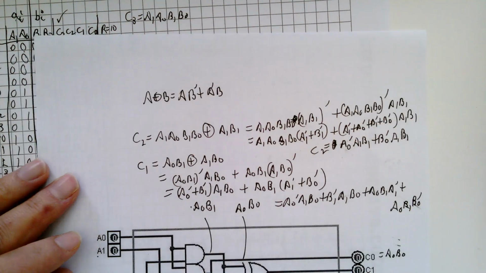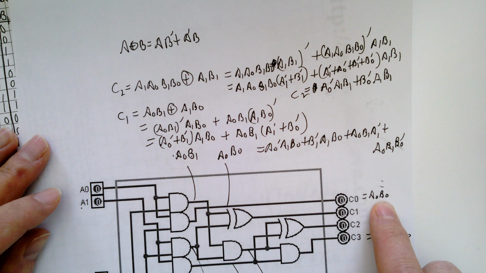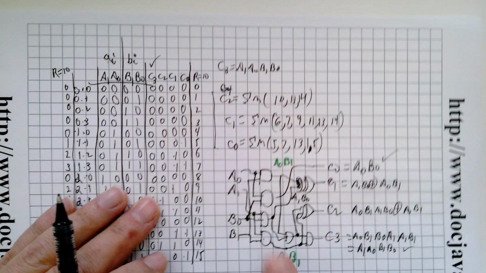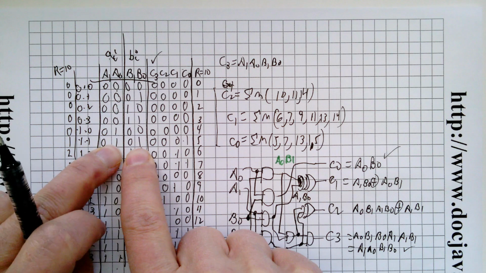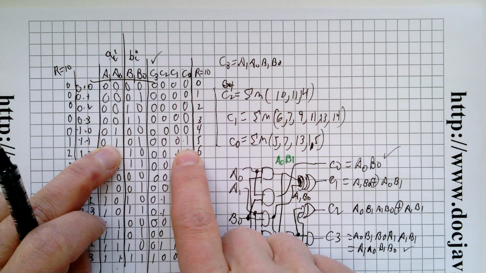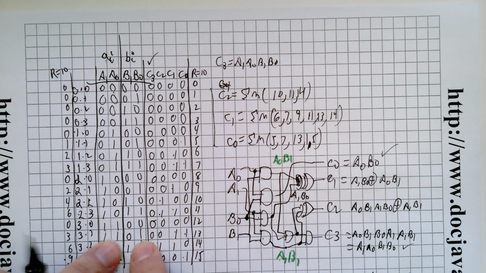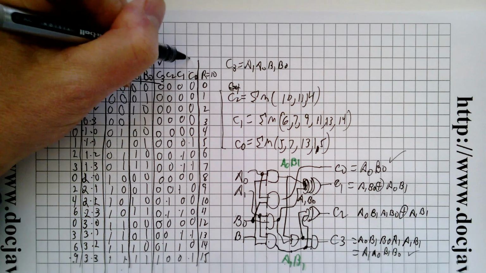Let's look at C0. C0 says it's true when A0 and B0 are both equal to 1. So let's have a looky-loo. A0 is 1, B0 is 1. Sure enough, C0 is 1. Here it's 1. Here it's 1. That works out great. So, looks like that's correct.